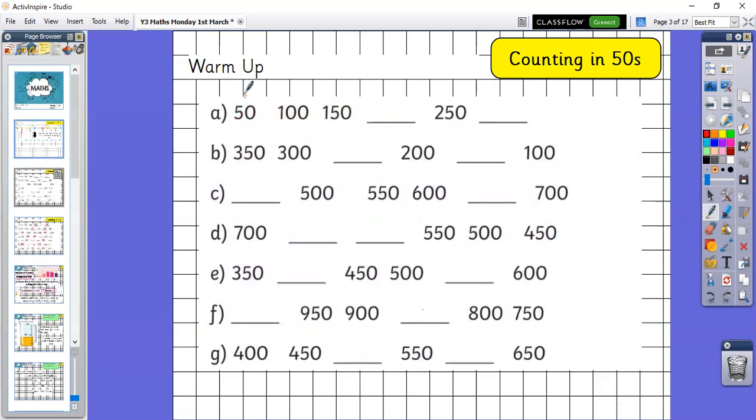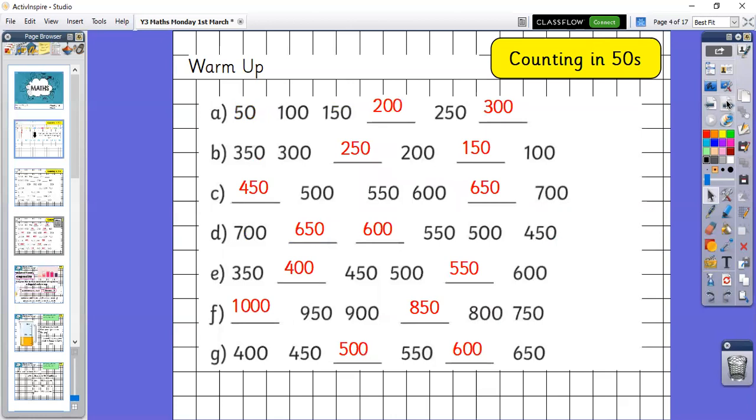So if I'm counting in 50s, for A, I might go 50, 100, 150. What would be my missing answer here? And my missing answer here. Also take care because some of them do count backwards in 50s. So pause the video here and give it a go.